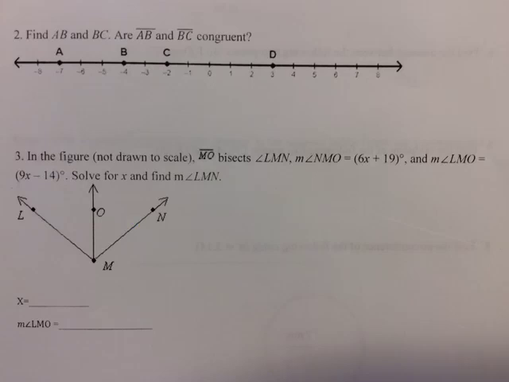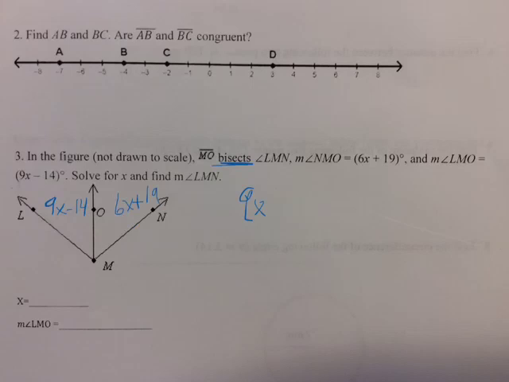Okay, in the figure not drawn to scale, segment MO bisects the angle LMN. So the measure of angle NMO is 6x plus 19, so I'm going to start labeling. And measure of angle LMO is going to be 9x minus 14. Solve for x and find the measure of angle LMN. I underlined bisects because you need to know that that word means that it's cutting it in half.